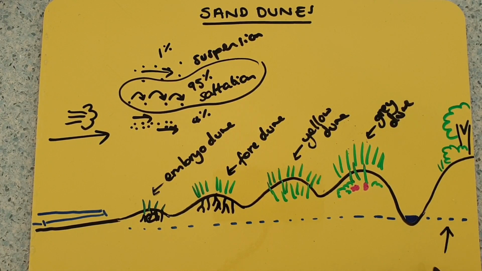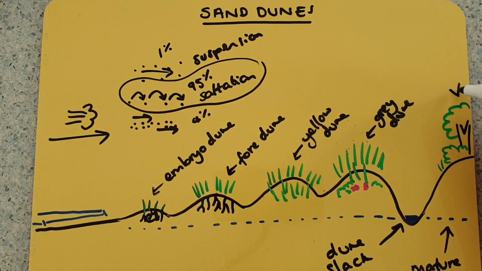So our last one here, mature dune. Oh, we didn't label that one, did we? Our dune slack. And this will get everything from trees to shrubs to other sort of plants, but we can get anything up to the biggest tree in our system in the UK, which is an oak tree.